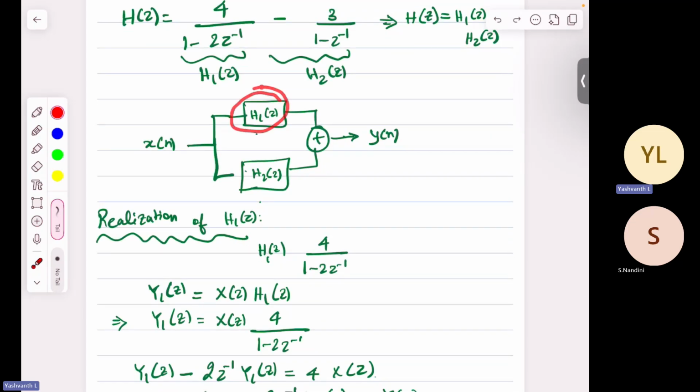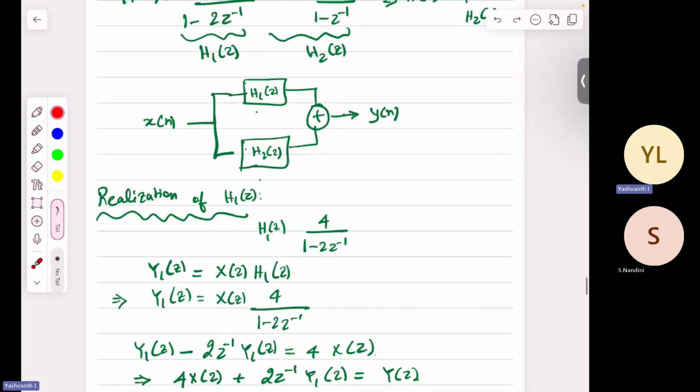So h1 of z is nothing but 4 by 1 minus 2 z inverse. And what do we know? Let's call this intermediate signal y1 of n, and this is y2 of n. Therefore, the sum is nothing but y1 of n plus y2 of n. So let's say y1 of z is nothing but x of z into h1 of z by the convolution property. Therefore, y1 of z is nothing but x of z into 4 by 1 minus 2 z inverse, just writing the expression for h1 of z.